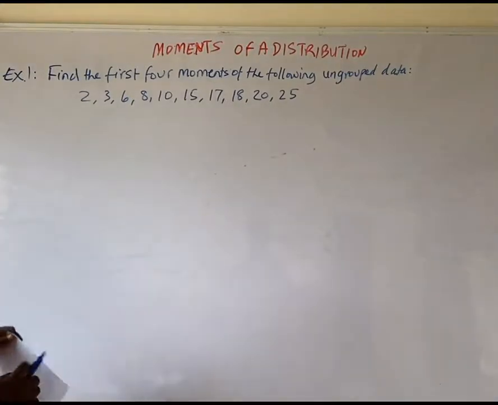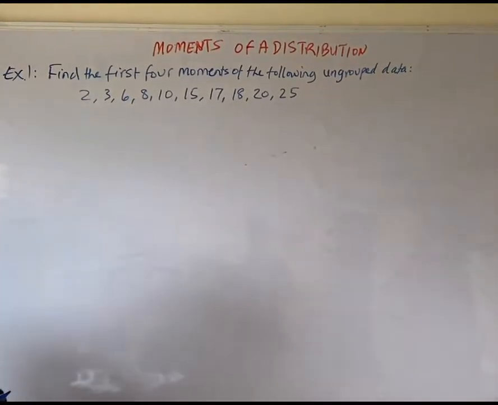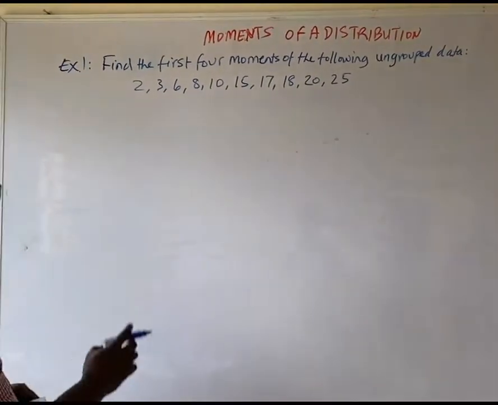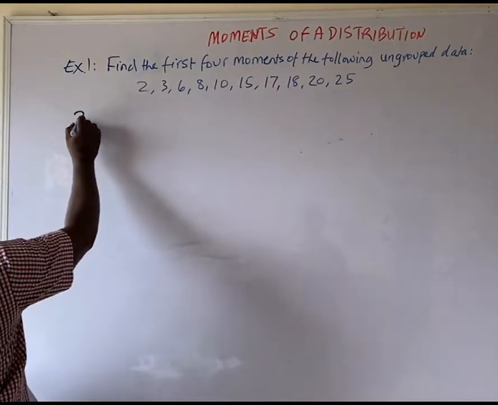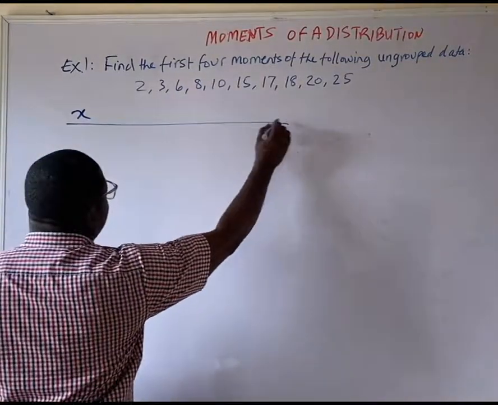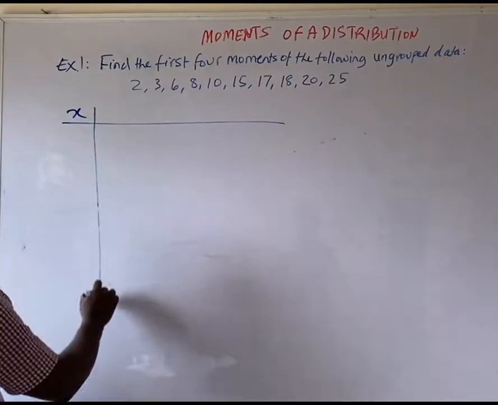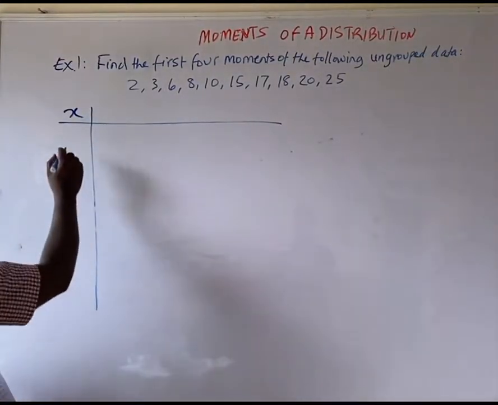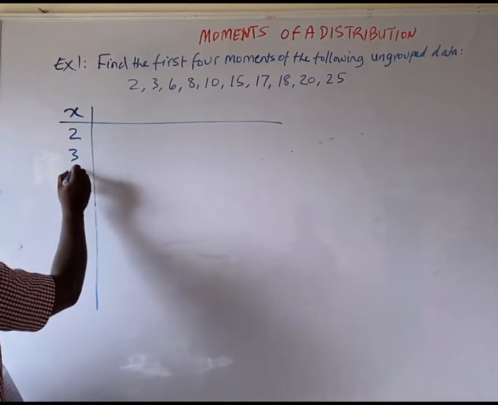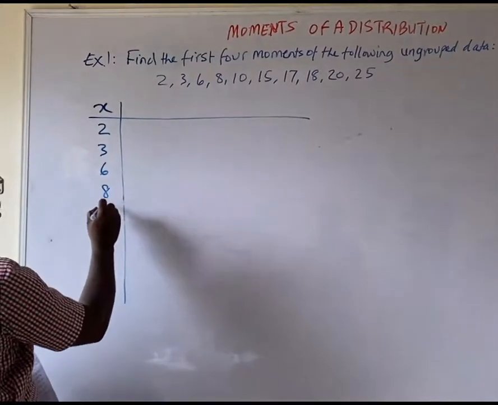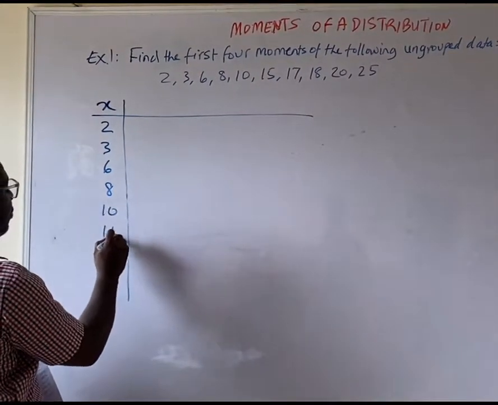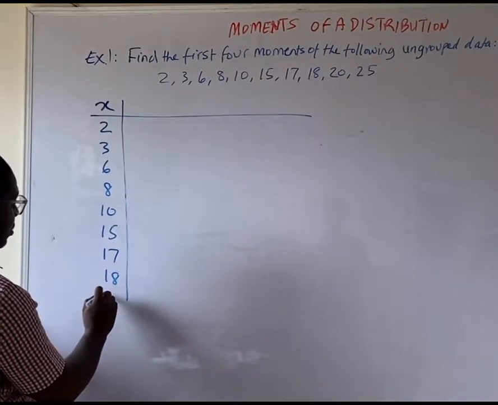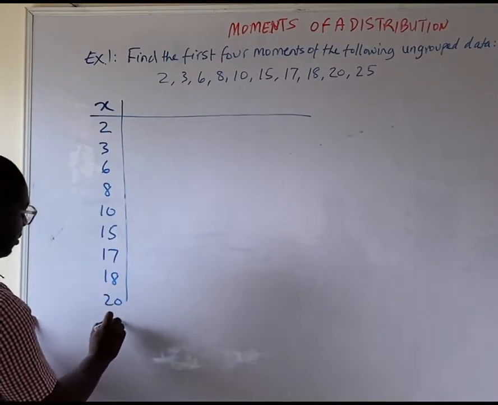The first thing we're going to do is to draw our table to do our calculation. Then we have our x value here, and we write out all our observations. We have 2, 3, 6, 8, 10, 15, 17, 18, 20, and 25.